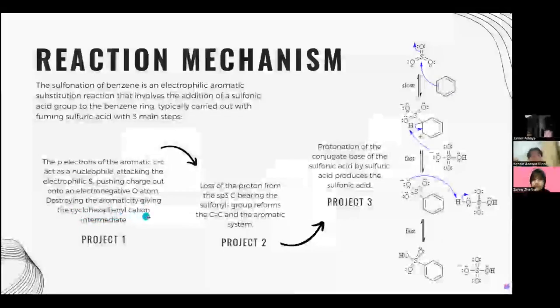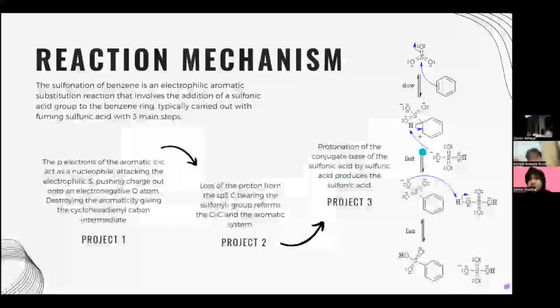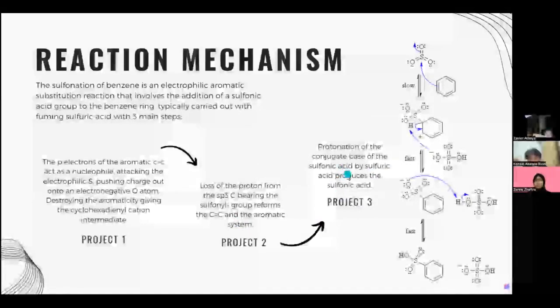cyclohexadienyl cation intermediate. Loss of the proton from the sp3 carbon bearing the sulfonyl group reforms the C=C double bond and the aromatic system. Protonation of the conjugate base of the sulfonic acid by sulfuric acid produces the sulfonic acid.